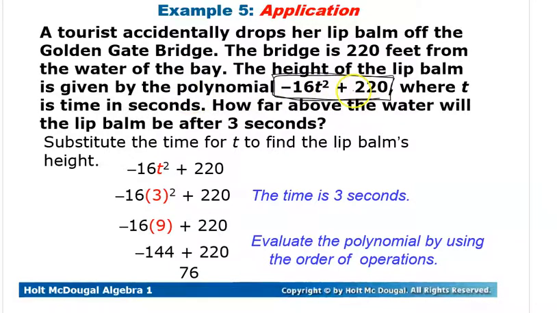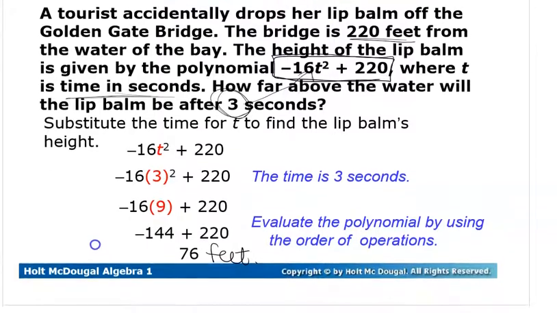Now, where t is time in seconds, okay, so how far above the water will the lip balm be after 3 seconds? So where do you think we're going to put this 3? Well, they told us time was t, so we're probably going to put the 3 in for t. So all we do is we plug this in, and just remember PEMDAS, you do 3 squared first, times it by -16, add, and so the 76 represents how far above the water the lip balm will be after 3 seconds. Now what do you think our labeling will be in this? Well, we were talking about feet up here, so it's probably feet. That lip balm dropped rather fast. That's how far above the water it'll be after 3 seconds.